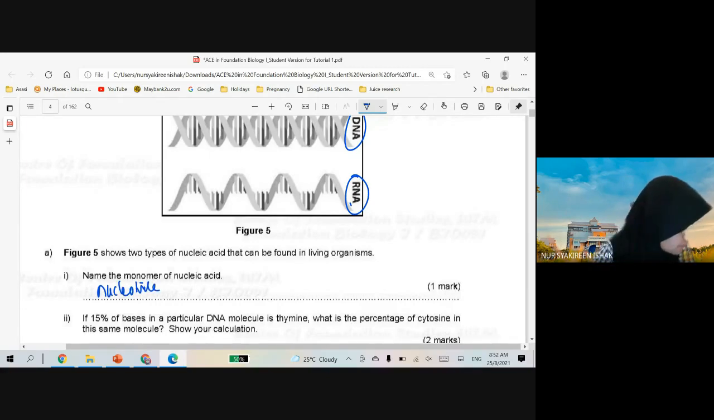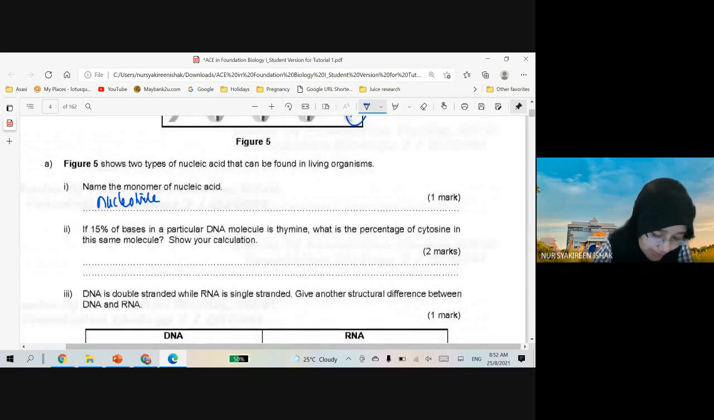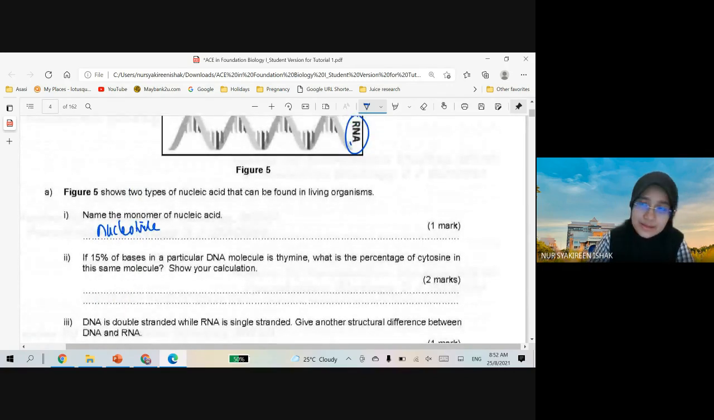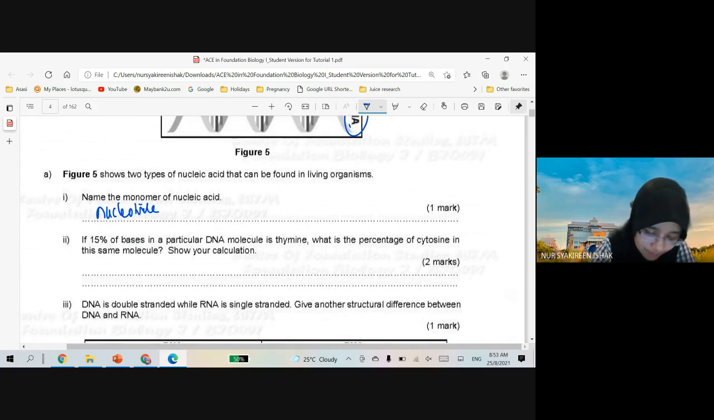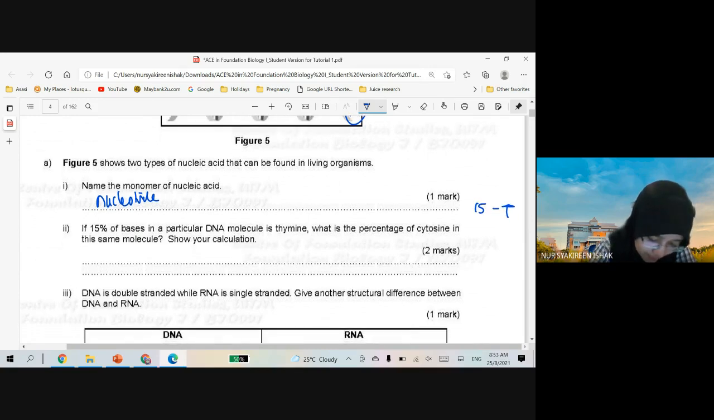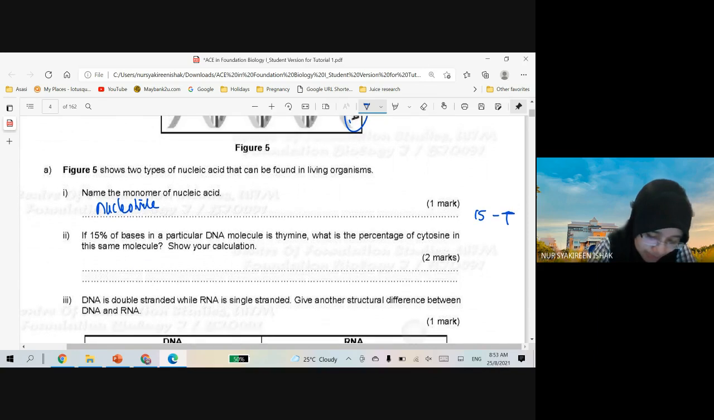Okay, so ini awak kena kira-kira sikit. So if 15% of the bases in a particular DNA molecule is thymine, okay, 15% is thymine. What is the percentage of cytosine in the same molecule? Show your calculation.